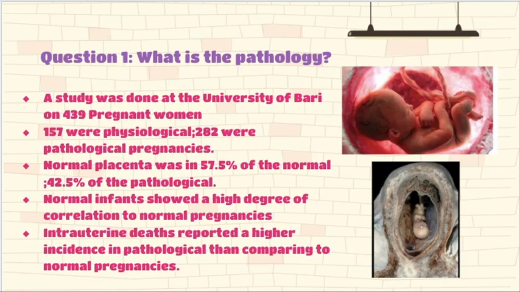Normal infants showed a high degree of correlation to normal pregnancies, and in the neonatal diseases, infants with SGA, which is also known as small for gestational age, had a high degree of correlation to pathological pregnancies, and they concluded that intrauterine deaths reported a higher incidence in pathological compared to normal pregnancies. And I also included 2 pictures of babies in the intrauterine deaths, one in the middle of one, and the other one had already passed away.